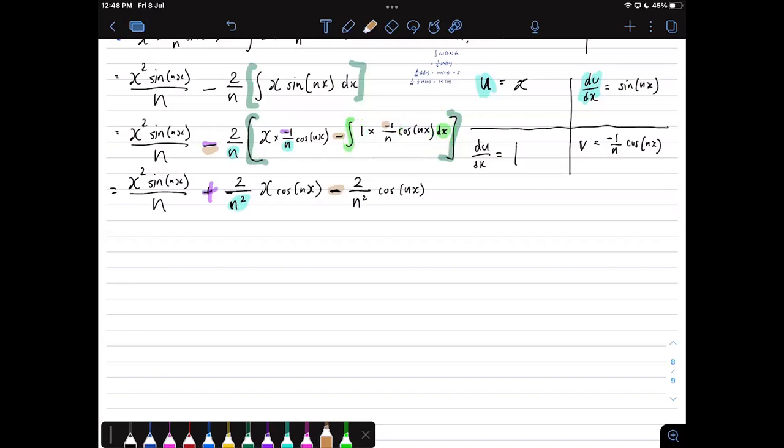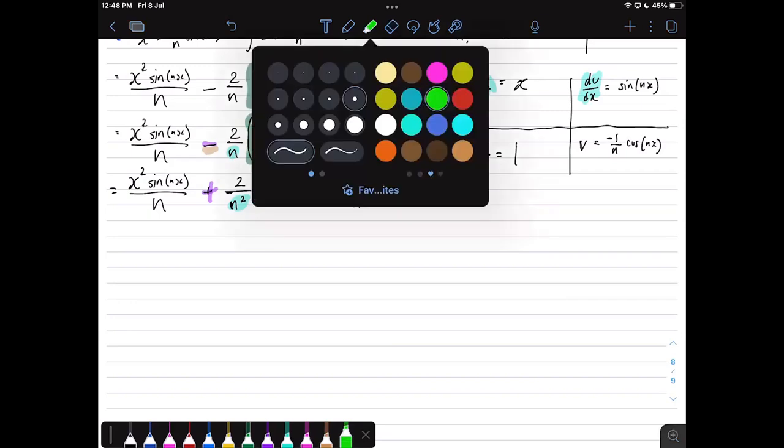Maybe I shouldn't use like, let me just change the color. I don't like this color. Let me change it to, I don't know, this.